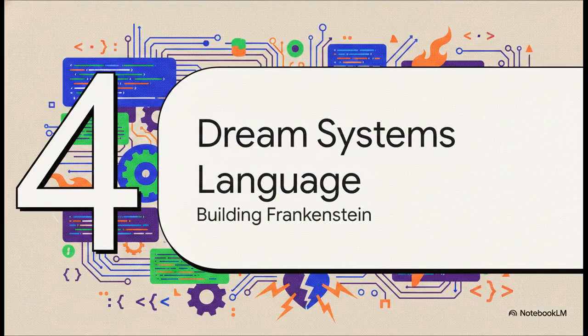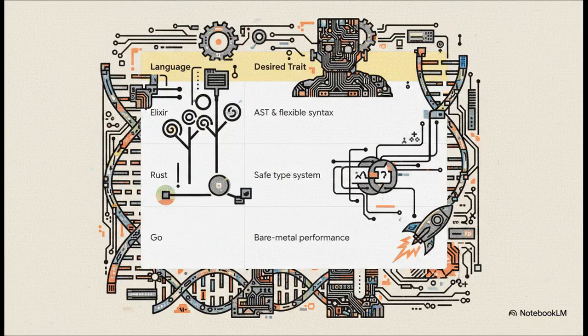Section 4. A dream systems language, building the ultimate Frankenstein. This limitation begs a really fascinating question. What if we built the ultimate Frankenstein systems language? Just imagine for a second splicing the DNA of 3 distinct languages together. From Elixir, we'd take the abstract syntax tree and that beautiful, flexible pattern-matching syntax we talked about. Then, from Rust, we'd graft on the rigorous type system and memory safety, but crucially, without a garbage collector. And finally, from Go, we inject raw, systems-level, bare metal performance. Combining these three, it would literally solve the alphabet soup and the performance problems in one fell swoop.